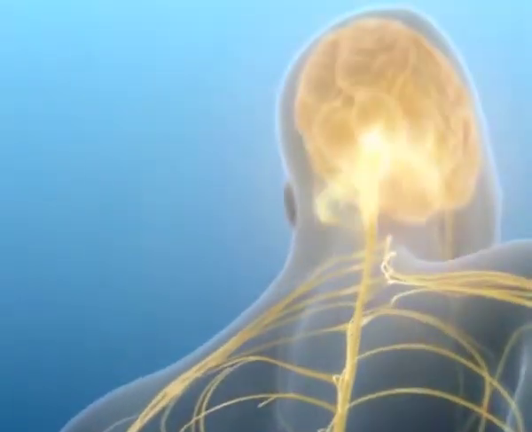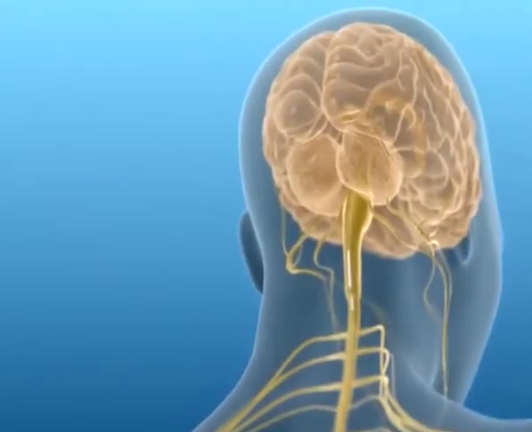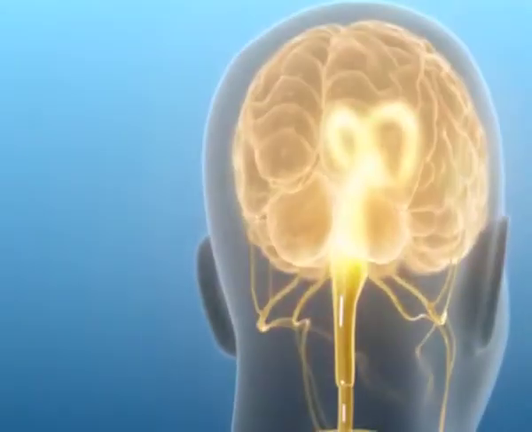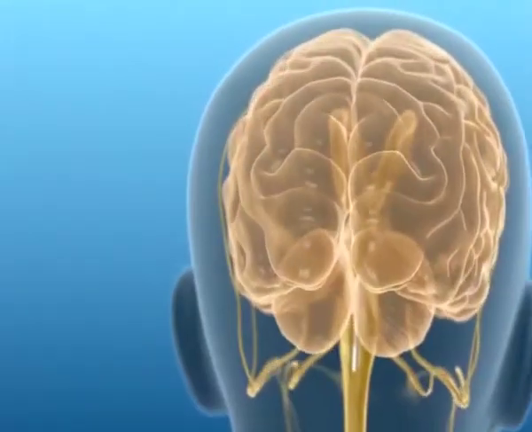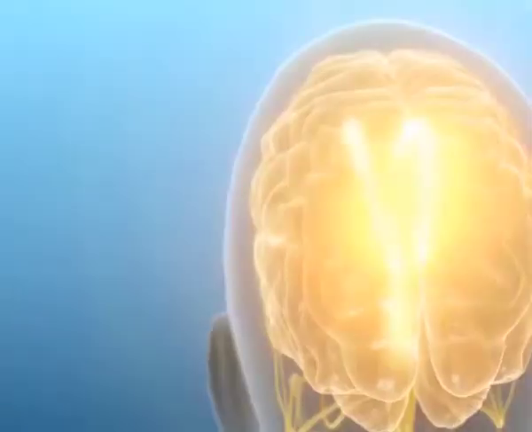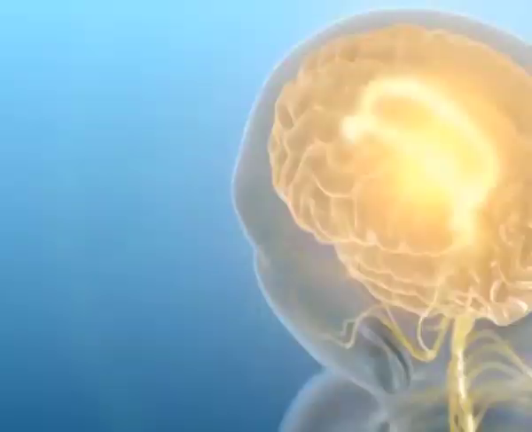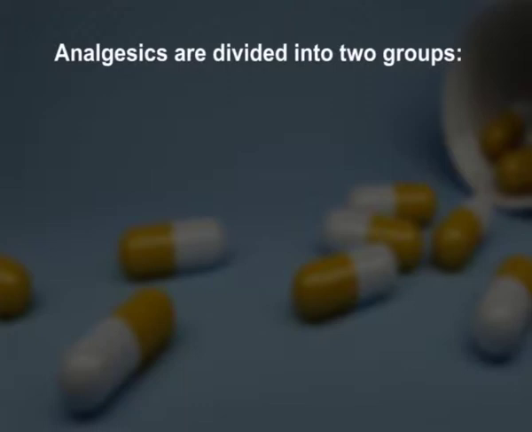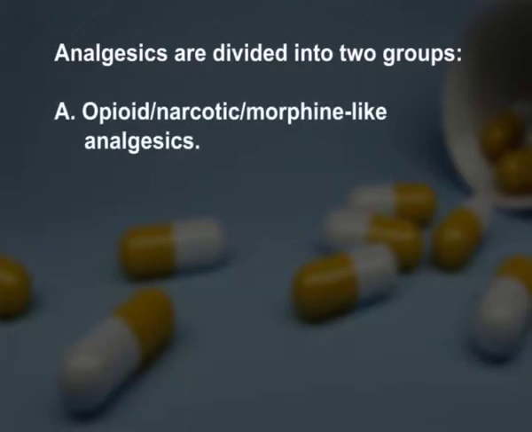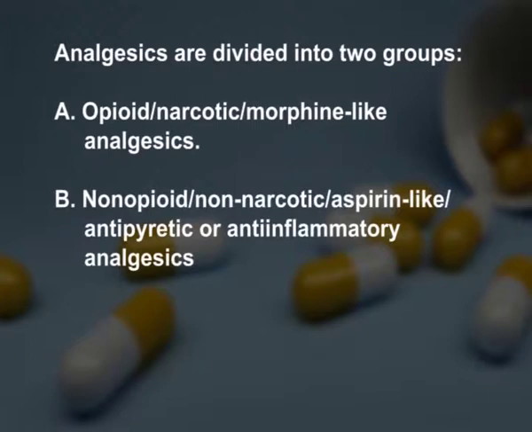Analgesics relieve pain as a symptom without affecting its cause. They are used when the noxious stimulus evoking the pain cannot be removed, or as an adjuvant to a more etiological approach to pain. Analgesics are divided into two groups. The first one is opioid, also known as narcotic or morphine-like analgesics. The second is non-opioid, also known as non-narcotic or aspirin-like antipyretic or anti-inflammatory analgesics.